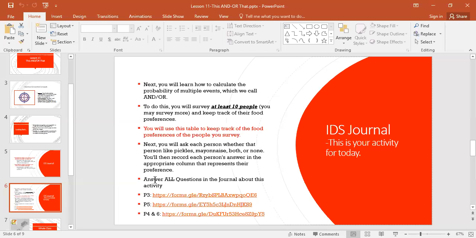And then you're going to use those to answer the rest of the questions in your journal. But before you go off and say, Ms. Good, there's only 7 of us in here, there's not even 10 of us. I'm pretty sure those of you at home, it's going to be hard to find 10 people around.